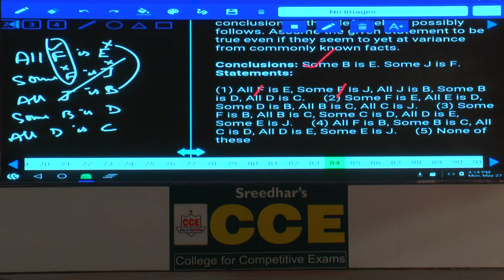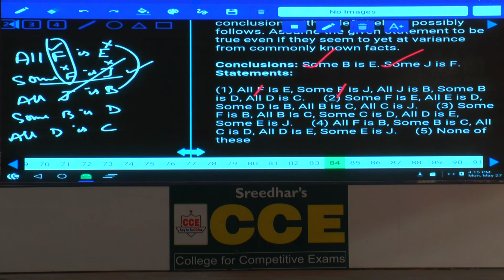Some B is E. Then after this, some B is E, now we have some J and F. Between J and F, some F is J, which implies that some J is F is also true. Clear now? Hence by combining the first and second conclusion with the third statement, we are getting the second conclusion, and the next one is definitely true. And this is about question number 84.